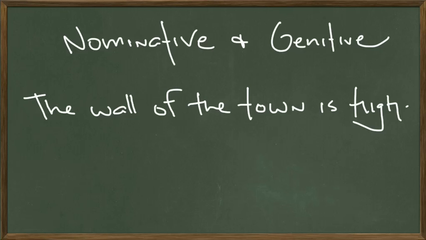And the first question we have to ask ourselves is, what is the subject of the sentence? What's this sentence about? It's about the wall. I always tell my students to underline the subject one time and write an S above it for subject, and underneath I have them write nominative. Nominative is the subject of the sentence in Latin.